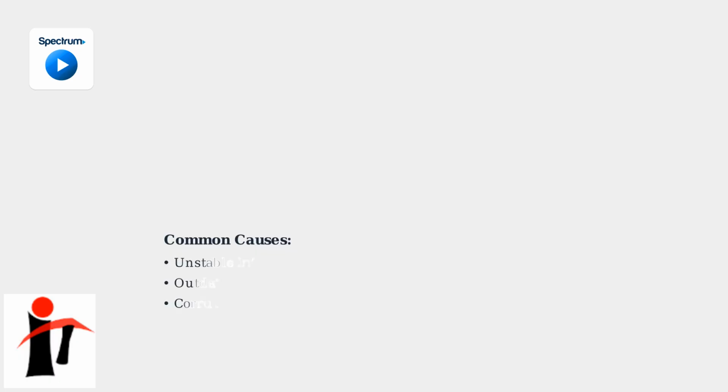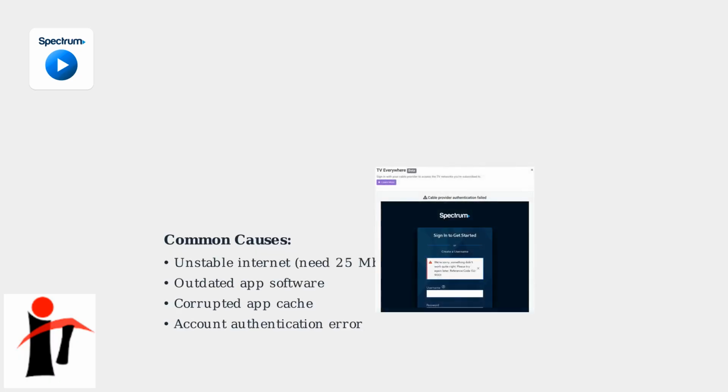Several factors can cause this. Common culprits include unstable internet connection. You'll need at least 25 megabits for HD recordings, outdated app software, corrupted app cache, or even a simple account authentication error where the app isn't properly linked to your DVR service. We'll cover specific fixes in the next section, but knowing why it happens is half the battle.